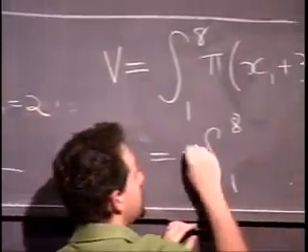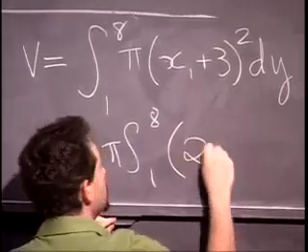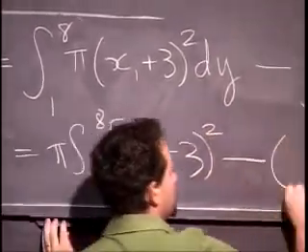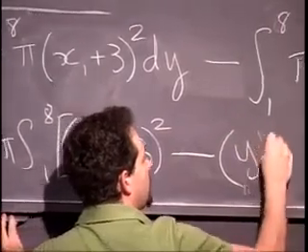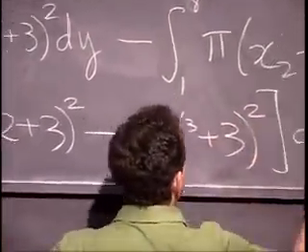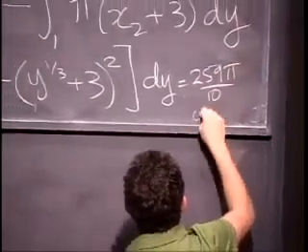We can combine them all and get x1 is just 2, so 2 plus 3 all squared, minus y to the 1/3 plus 3 all squared dy. And if you work that out, you'd better get 259 pi over 10 cubic units.